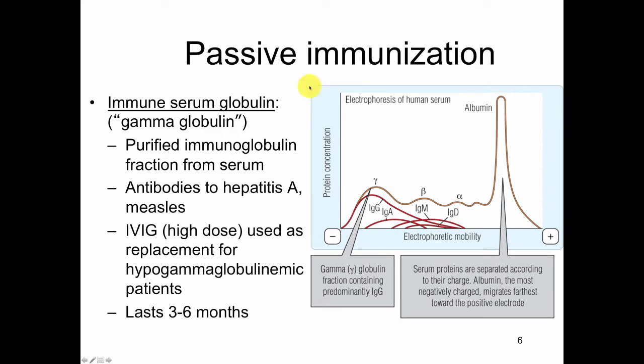One of the drawbacks for passive immunization compared to active immunization is that it's much less permanent. It's transient. It typically only lasts 3 to 6 months. It lasts as long as the half-life is of the antibody that you've transfused into the patient.